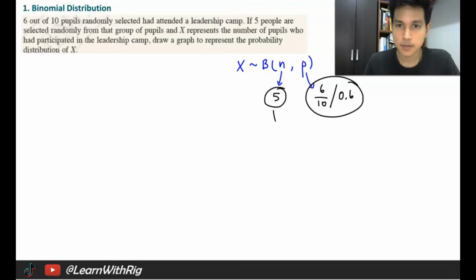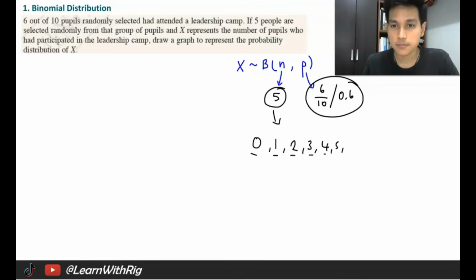Out of these 5 people, maybe only 1 person attended, or maybe 2 people attended, or maybe 3 or 4 or 5. Can I have 6? No, right? Because there's only 5 people, so you cannot have 6 people. So the maximum is only 5, or none of them attended. So that means there are 6 possibilities here.